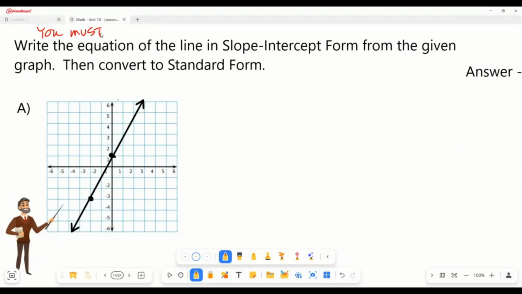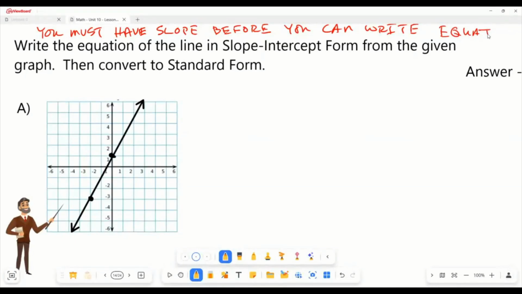You must have slope before you can write equation. Well, it looks like I ain't given nothing. They didn't tell me nothing. Well, yeah, they did.